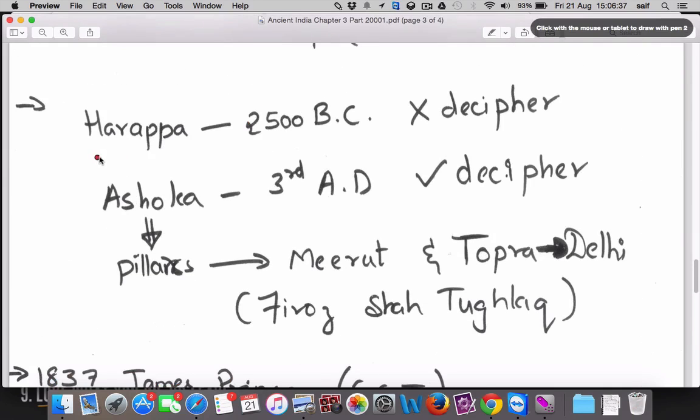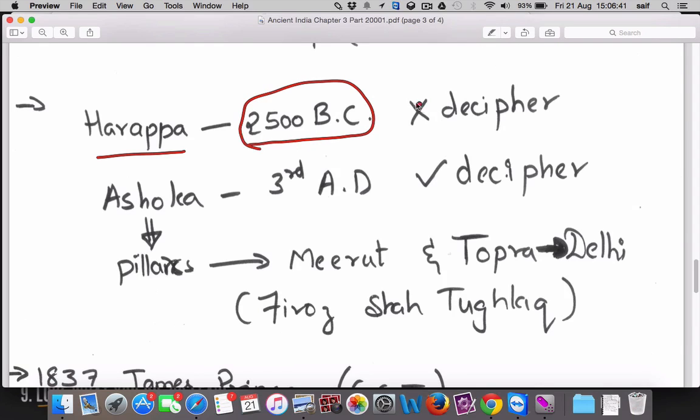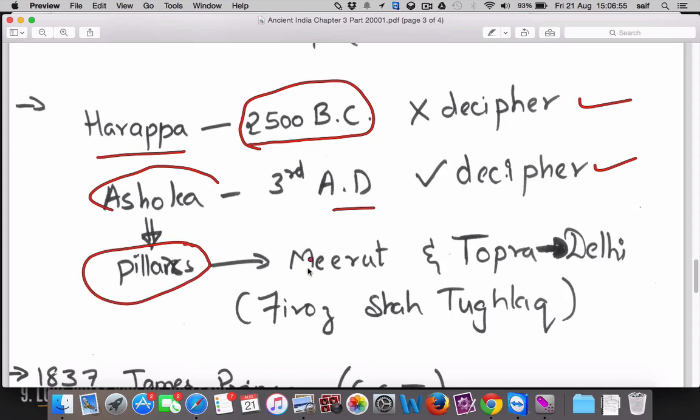So the Harappa civilization, which was present in 2500 BC, their inscription has not yet been deciphered. Whereas the Ashoka period, that is the 3rd century BC, has been deciphered. The Ashokan inscriptions you can find on the pillars. Many pillars are there. The two pillars which are famous are Meerut and Topra. This is present in Bihar.